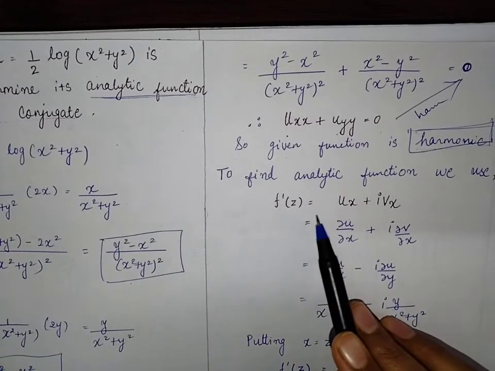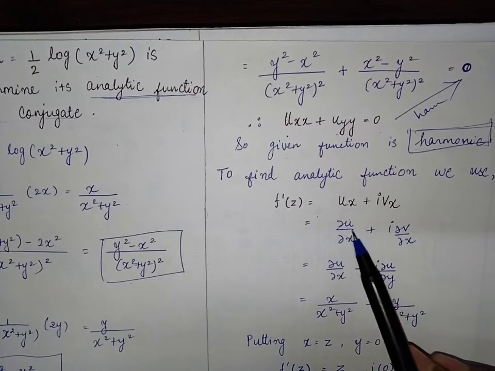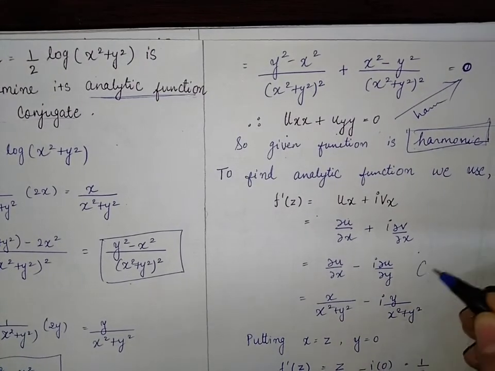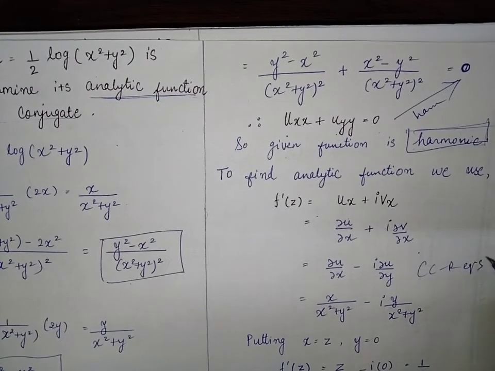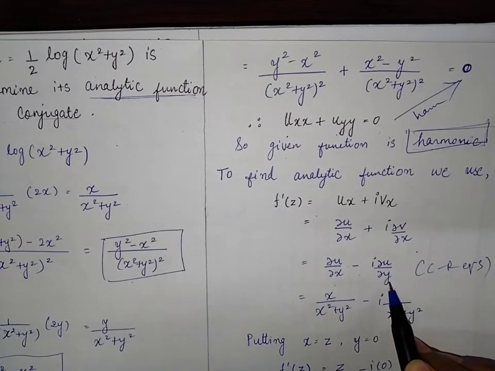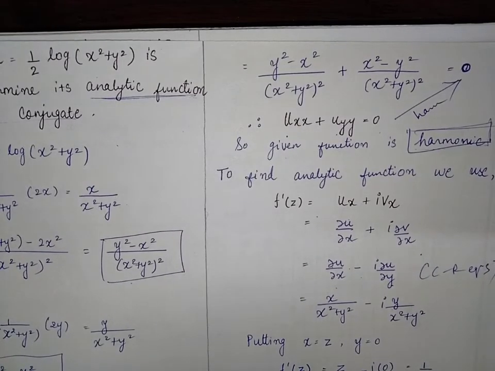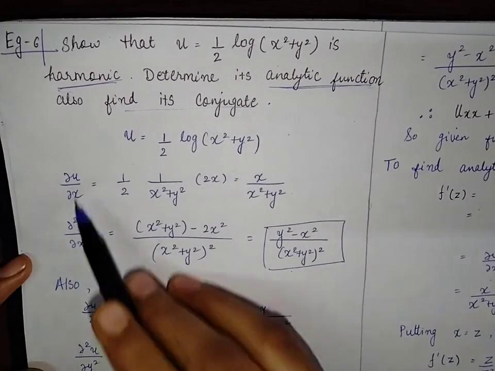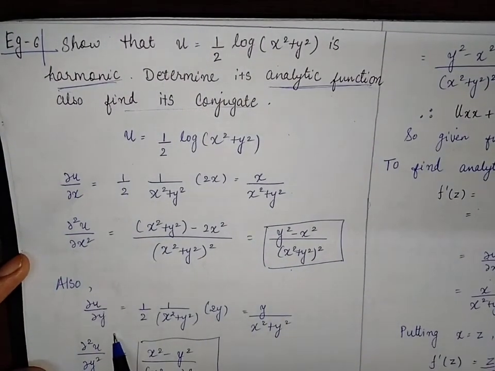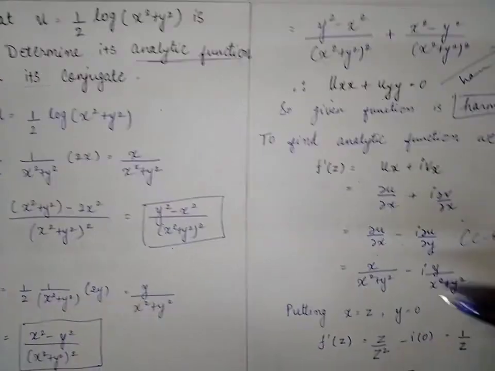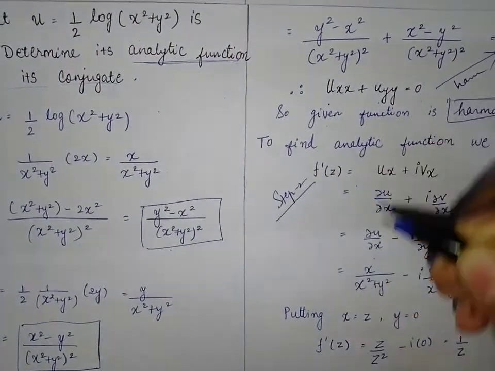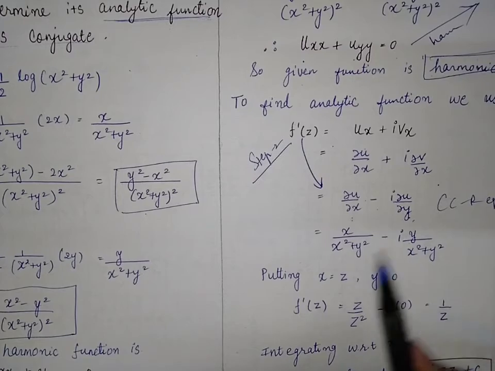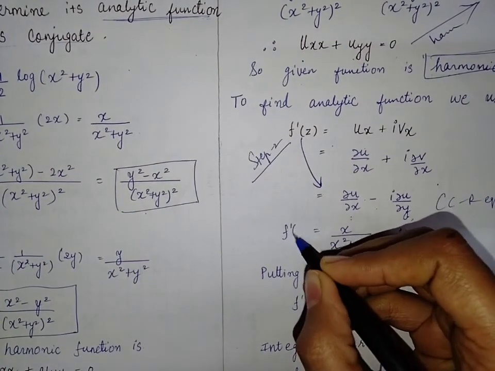Again, f dash of z is equal to del u by del x plus i del v by del x. But according to the CR equations, we can write it like this: del u by del x minus i del u by del y. Step 1 is to find del u by del x and del u by del y according to Milne's method, but we have already found them, so we have not written it here. We are going to step 2. That is, you have to put f dash of z equal to this, putting in the values of del u by del x and del u by del y. Then you will get f dash of z.